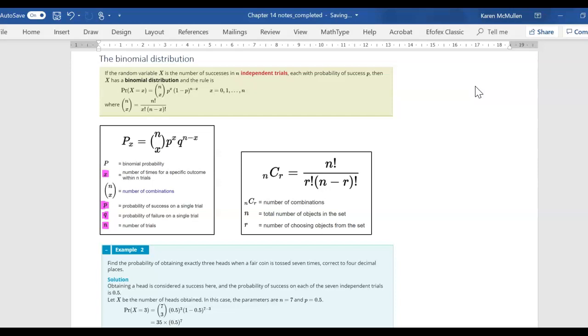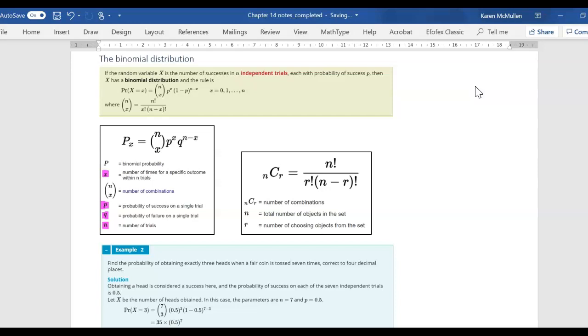It will say, if we're playing basketball and we have some foul shots, out of 20 foul shots, what is the probability of getting 15 in? Your number of trials, n, would be the number of times you go for the foul shot, so that's 20. And x is the number of times with a specific outcome, so 15 for that one.